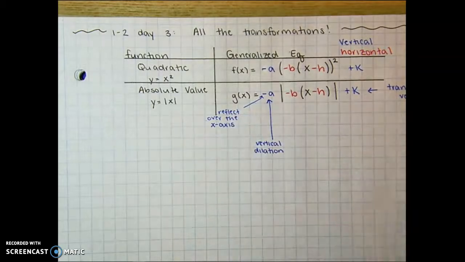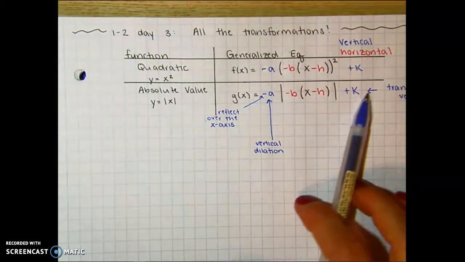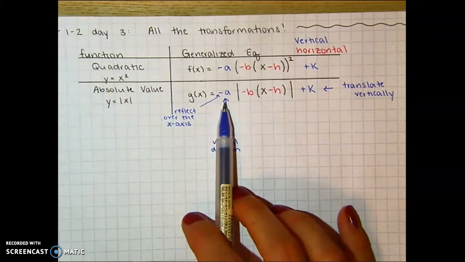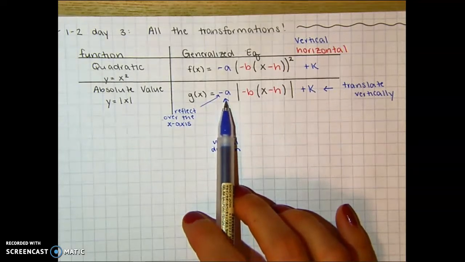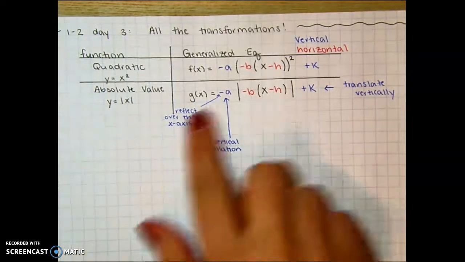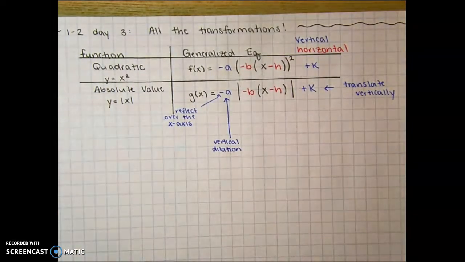All of these things happen just as is. So if this is plus k, we go up. If it's minus k, we go down. If this is 2, we dilate, we multiply everything by 2. If it's 1/2, we multiply everything by 1/2. And then reflection just makes it all negative.